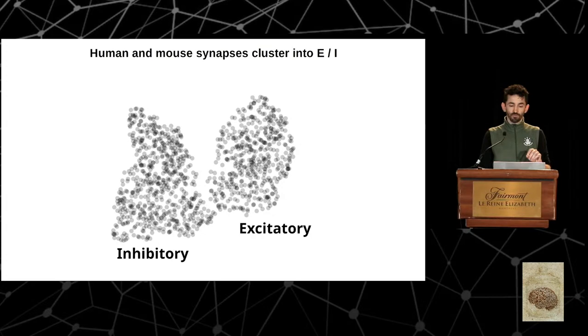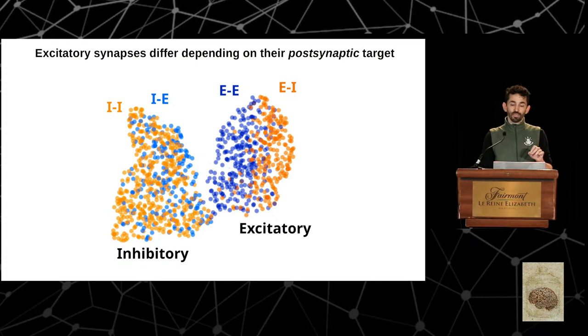First thing we see is that we have distinct clusters for excitatory and inhibitory synapses. That's a nice sanity check. But if we color these synapses by the postsynaptic cell class, what we see is that excitatory synapses care a great deal about who they connect to, right? So you have this blue and orange lobe on the excitatory cluster, whereas inhibitory synapses seem to be more independent of the postsynaptic cell class.